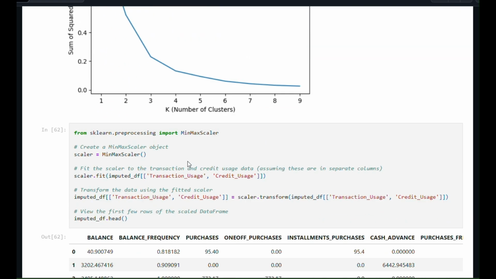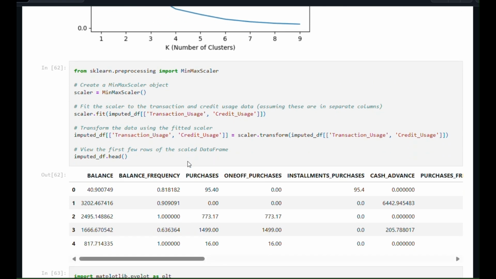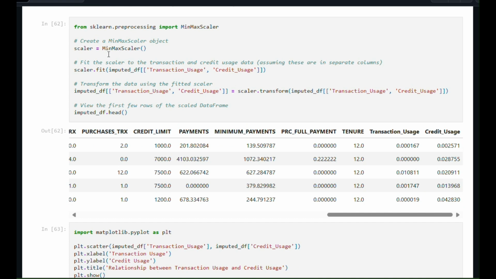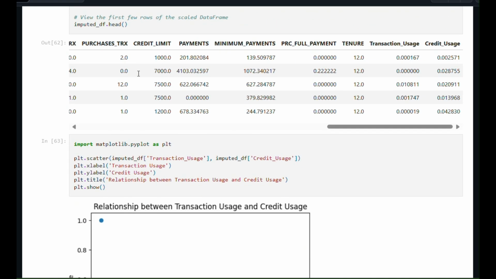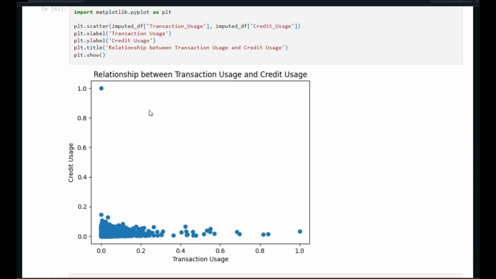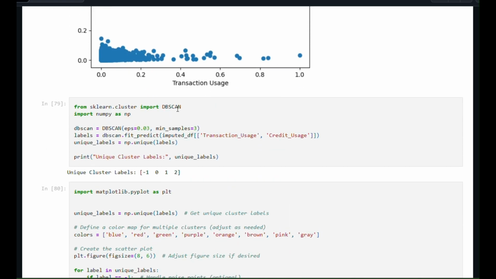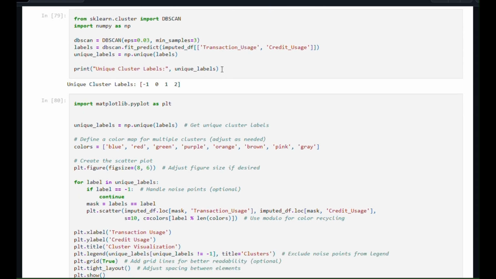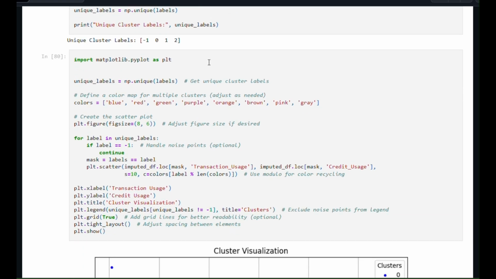To prevent the algorithm from performing poorly due to the high dimension of features, we will need to perform feature scaling. In this case, we are going to use min-max feature scaling. After performing the feature scaling, let's plot the graph again and perform our first clustering algorithm, which is going to be DBSCAN. In the algorithm, we have tuned the values of epsilon and minimum samples. And thus we can see the final result of our DBSCAN algorithm in a scatter chart.